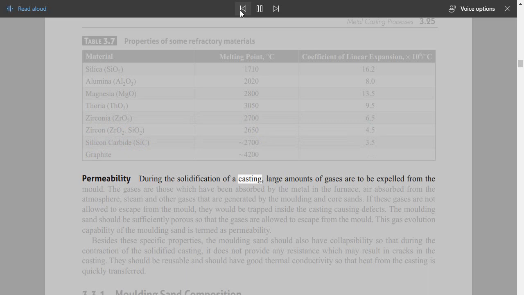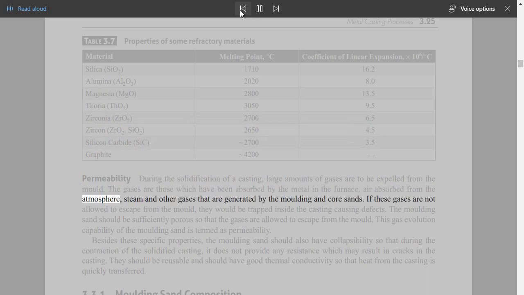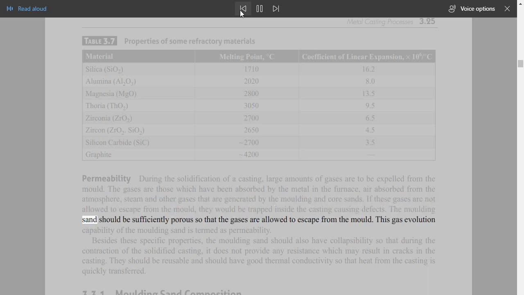Permeability. During the solidification of a casting, large amounts of gases are to be expelled from the mold. The gases are those which have been absorbed by the metal in the furnace, air absorbed from the atmosphere, steam, and other gases that are generated by the molding and core sands. If these gases are not allowed to escape from the mold, they would be trapped inside the casting, causing defects. The molding sand should be sufficiently porous so that the gases are allowed to escape from the mold. This gas evolution capability of the molding sand is termed as permeability.